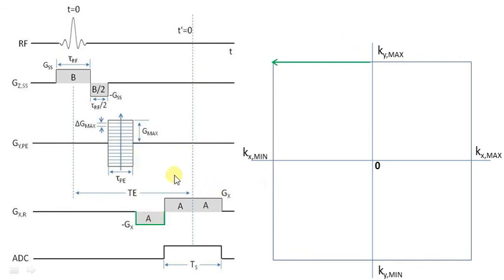Here, this is the largest value of the phase encode gradient, which brought us to here. Again, we're using the same read. We come to this point, kx min, ky max, and then we read the data points there in the last line of k-space.